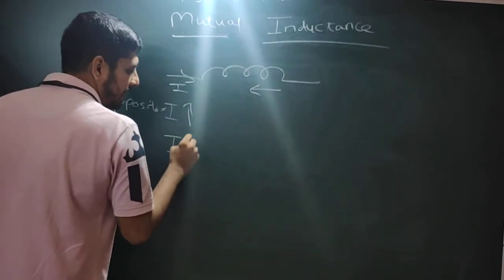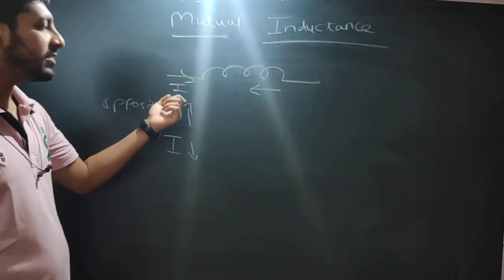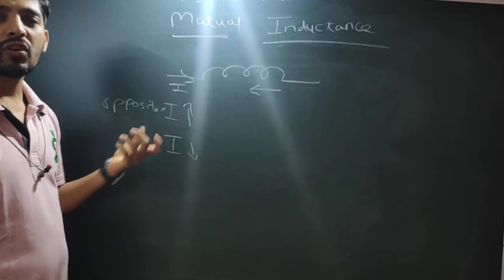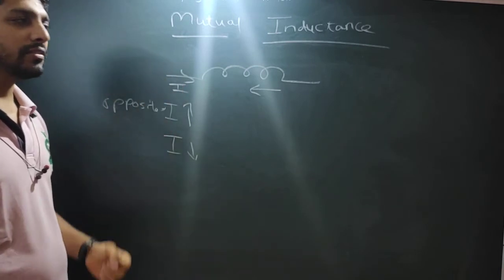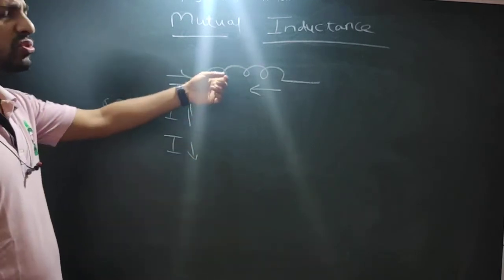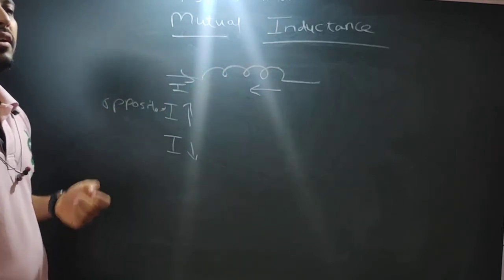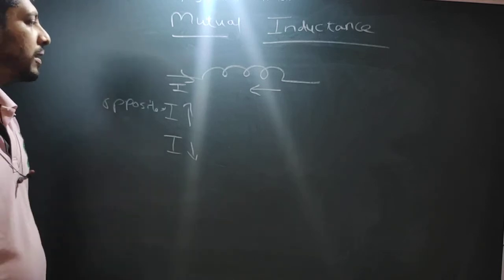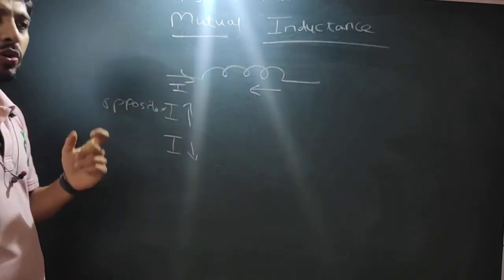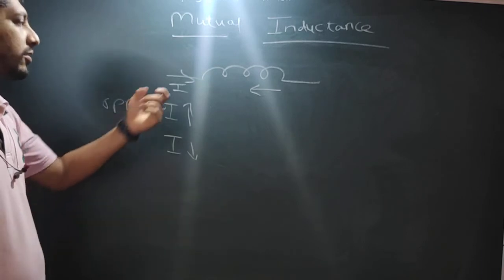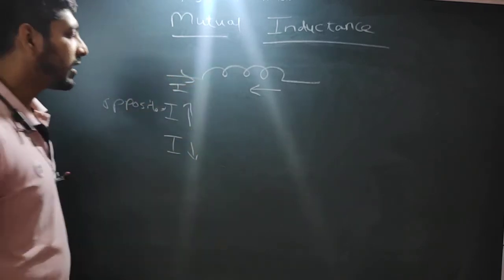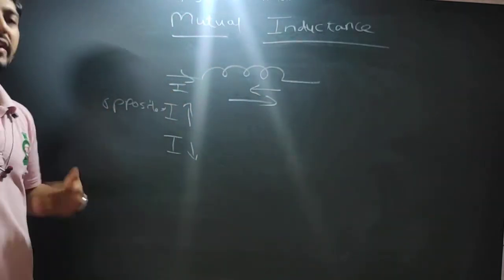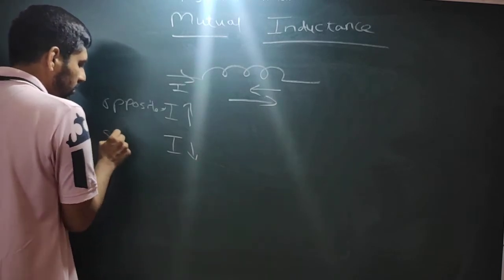Now suppose I is continuously decreasing. If I is decreasing, what will happen? Then also the magnetic field will change and the magnetic flux will change, and due to that there will be induced EMF once again. This time also there will be induced current. Now what will be the direction of the induced current? Here the current is decreasing and that is the cause. So the induced current will try to increase this external current. To increase it, it will be in the direction of the external current only, so that it supports it.